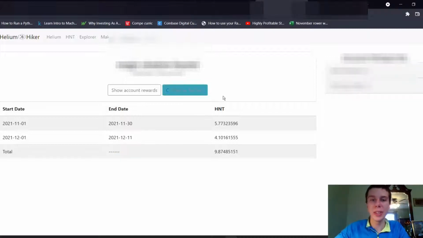But this next one here is the Bobcat that I started in November. It earned around 5.8 HNT in November, and so far, less than 2 weeks into December, it's already earned 4 helium, so that's super exciting.